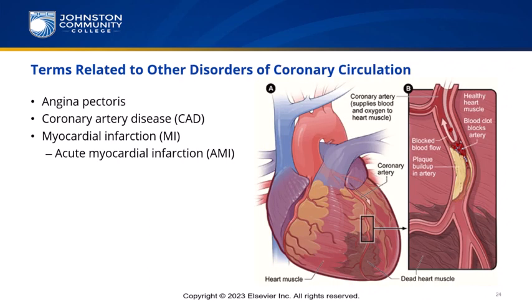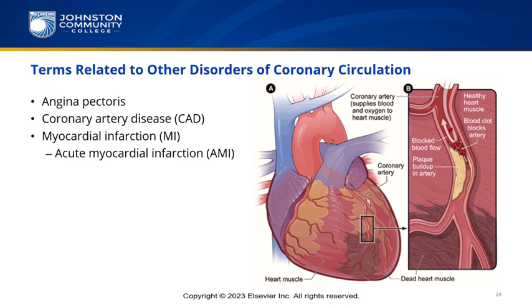Now we'll go over some terms related to other disorders of coronary circulation. First, we have angina pectoris. Pectoro is our combining form meaning chest, and is a structure suffix. Angina pectoris is a paroxysmal chest pain that is often accompanied by shortness of breath and a sensation of impending doom. Then we have coronary artery disease, abbreviated CAD.